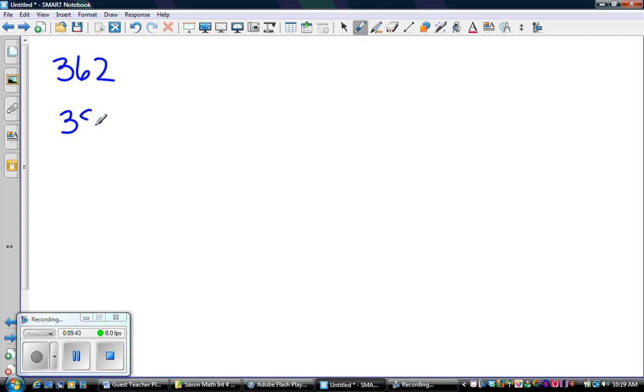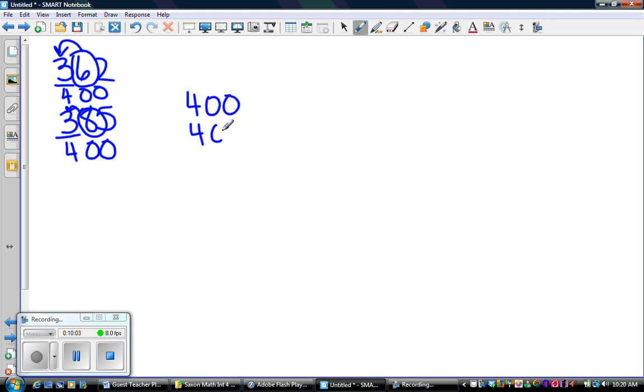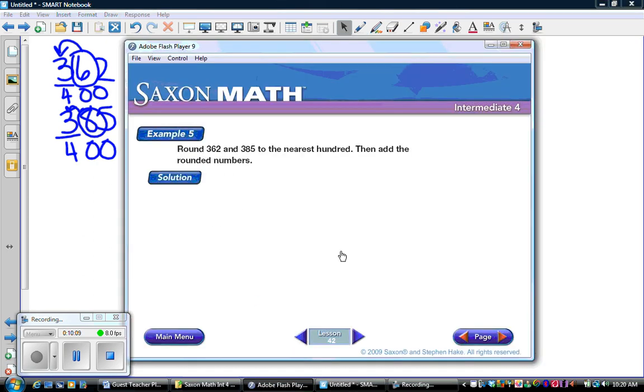362, 385, and it said to the nearest 100, right? So let's round this one to the nearest 100. Go up or stay the same? Go up. Okay, to the nearest 100. Should I go up or stay the same? Go up. And then it said to add the rounded numbers, right? And what do we get? 800.